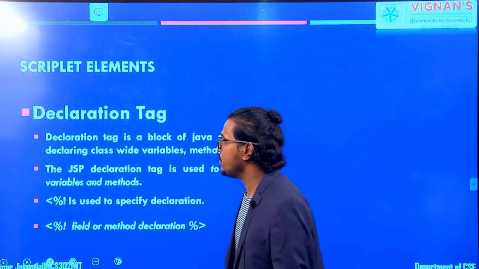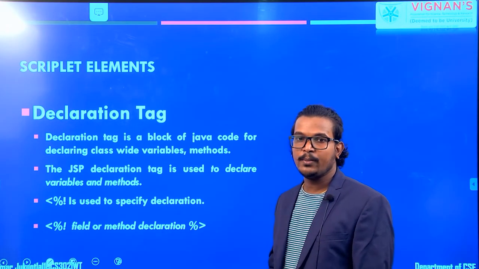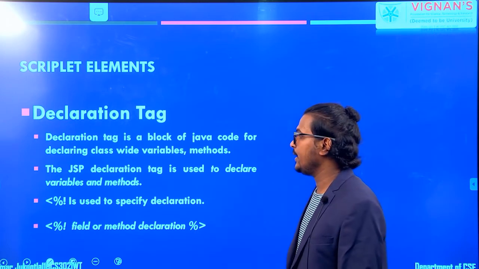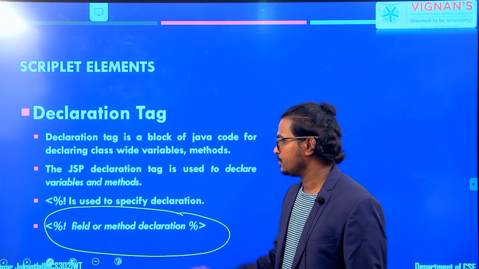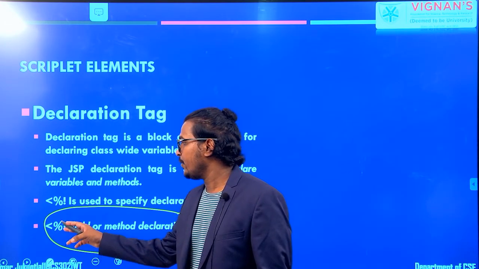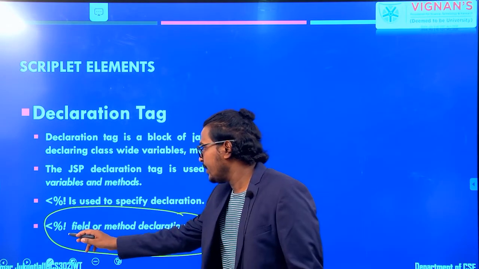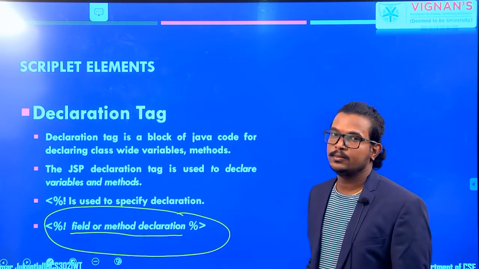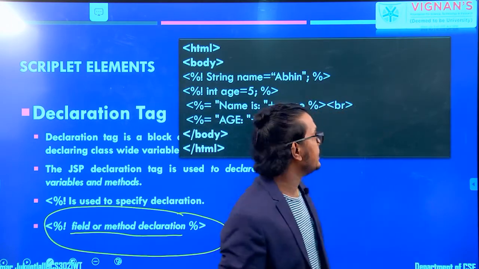Okay, what is the declaration tag? If you want to declare any variables, or initialize some variables, we use this declaration tag, and this is the syntax for it. Open angular bracket, then the percent symbol, after that the exclamation mark, and after that you write your method declarations here. Clear? We'll see the output with one example here.